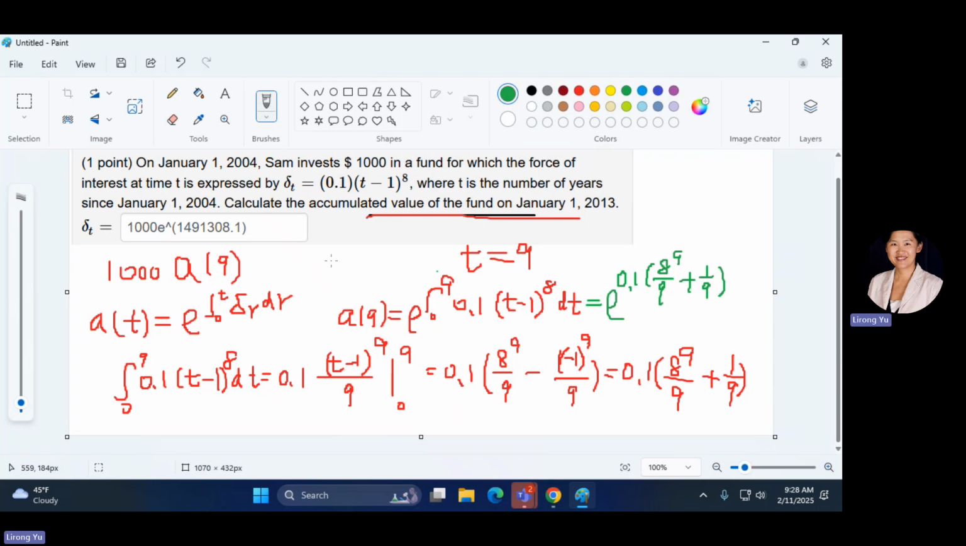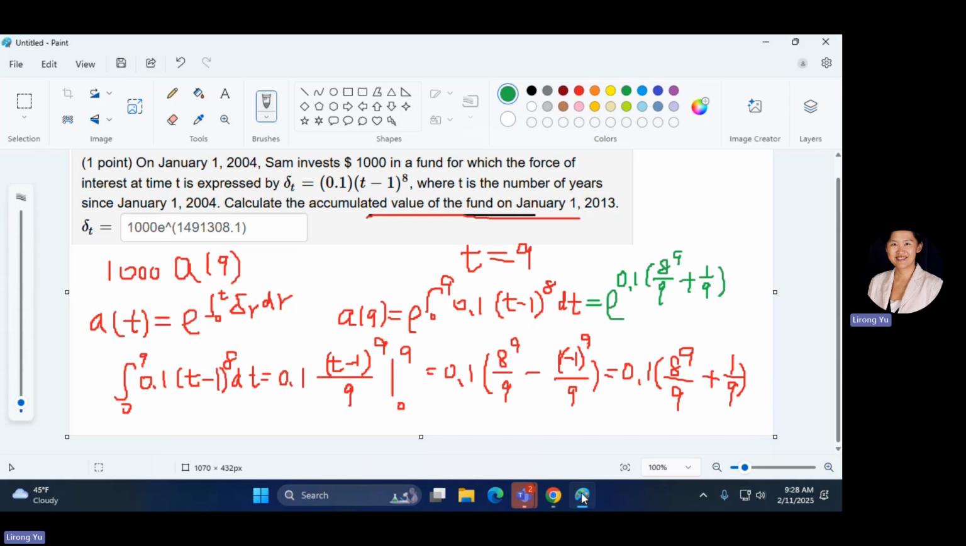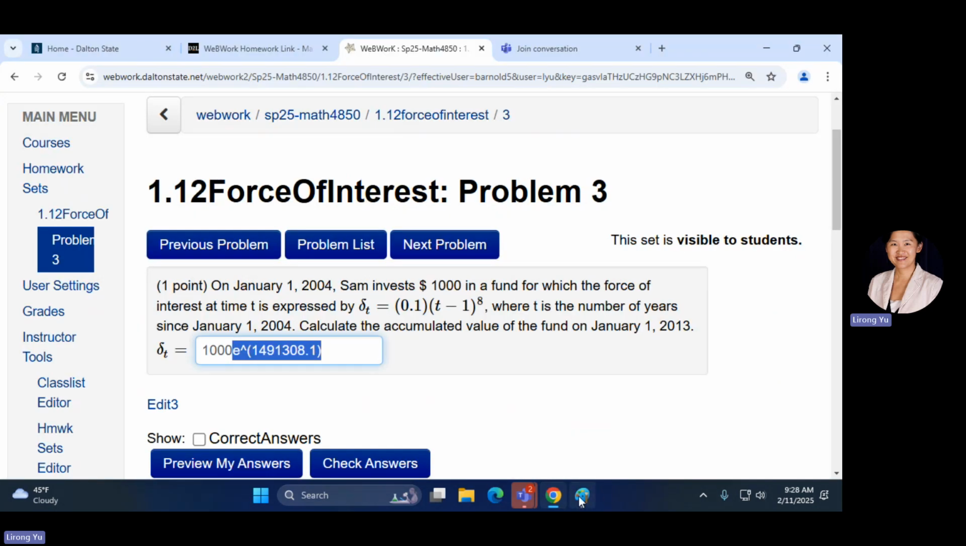And that's the A of 9. A of 9 is to multiply by 1,000. So if we put it in here, it's 1,000 times e to the power of 0.1 times (8 to the power 9 over 9 plus 1).